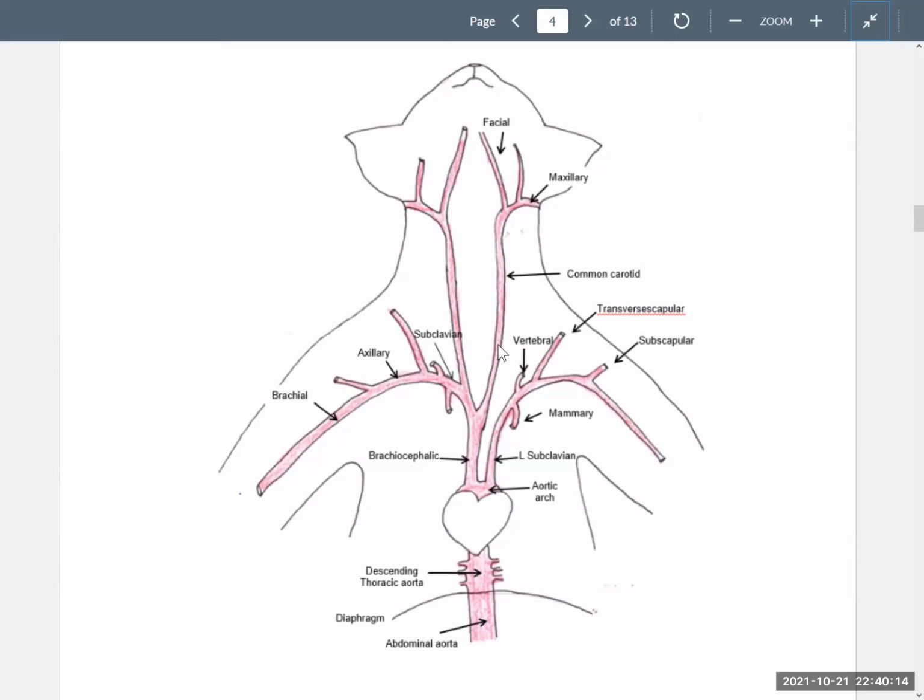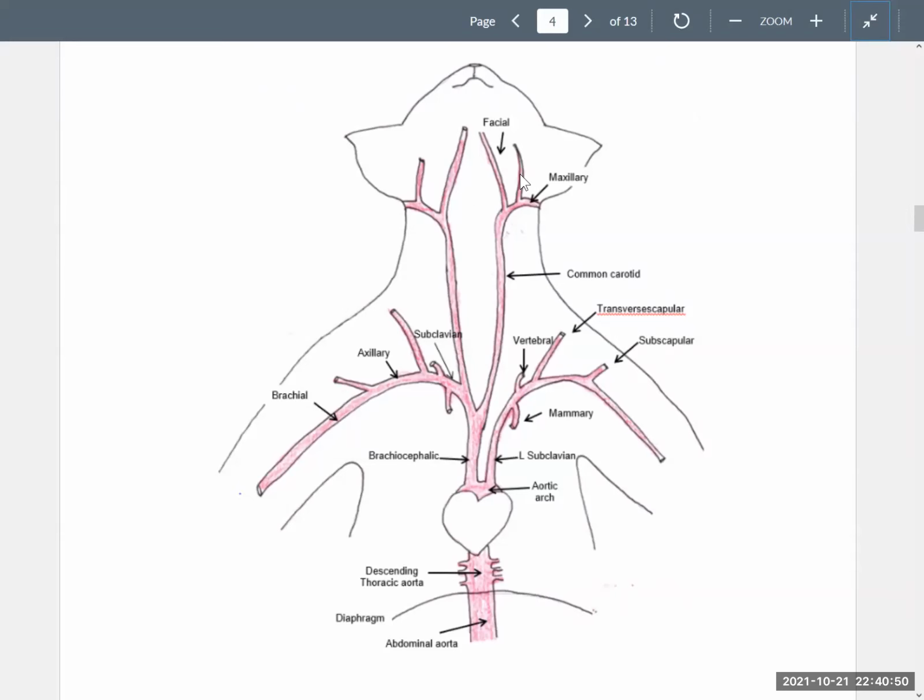This is the common carotid artery. And the common carotids come off the one brachiocephalic, the right and left common carotid arteries. They do not cross over, but they do continue on as maxillary and facial. Notice I didn't say lingual facial. It's facial artery, lingual facial vein.